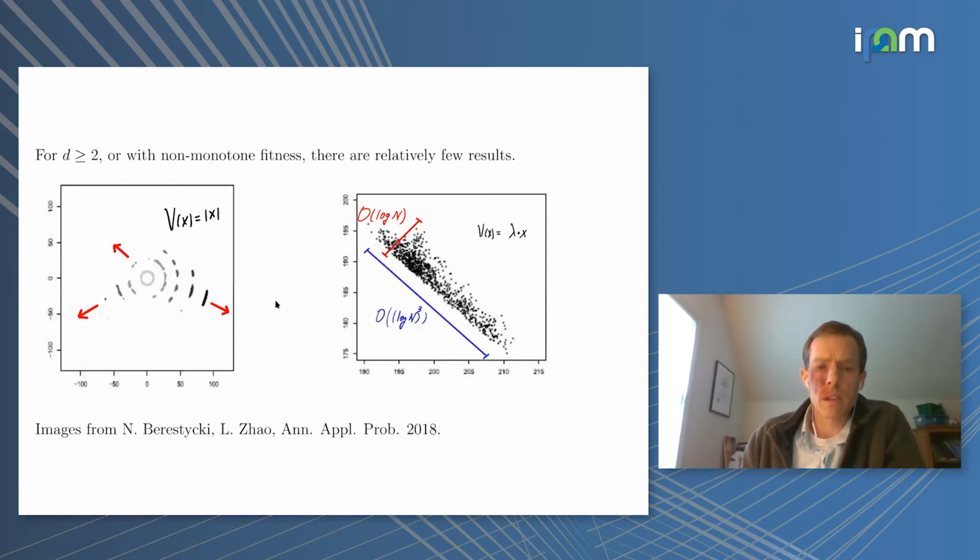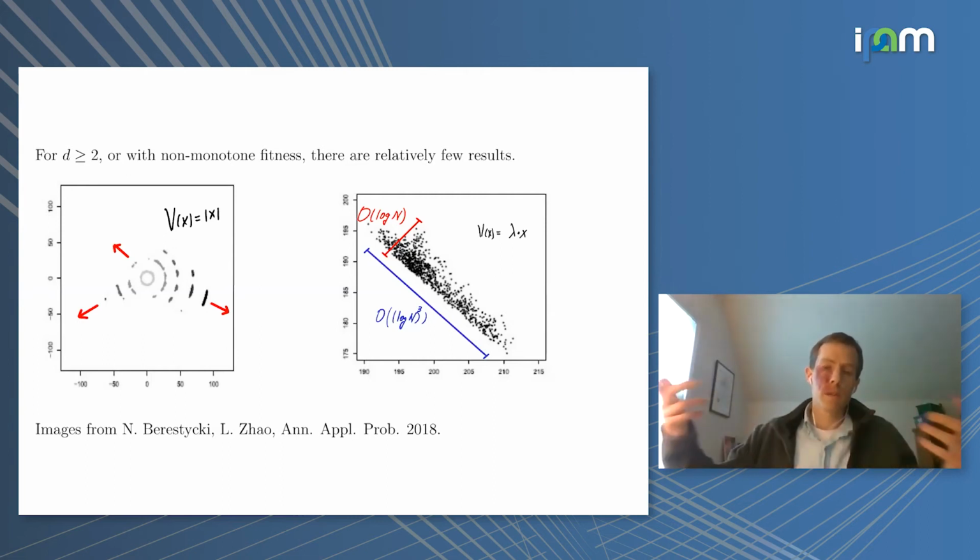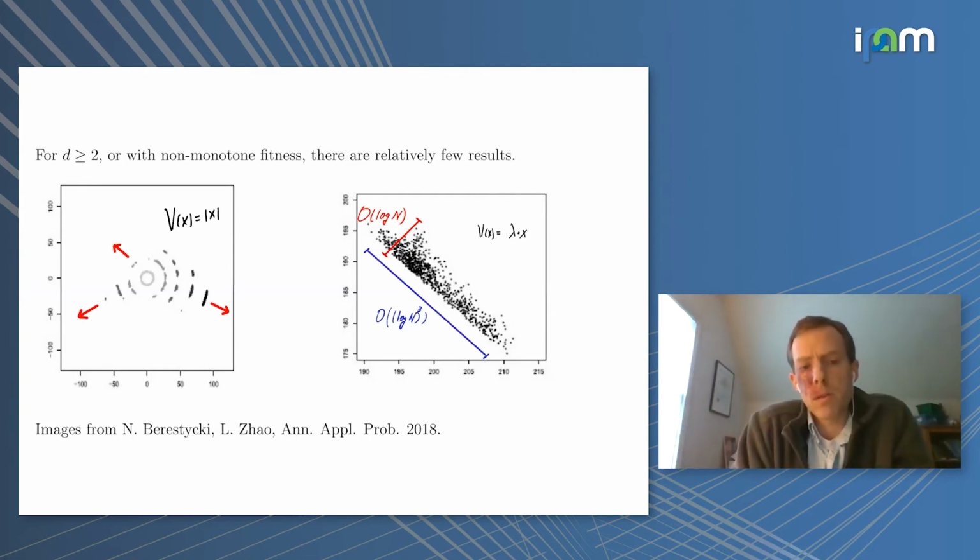What I'm showing you here are 2 plots from their paper. On the left-hand side, they're showing what the particle system looks like at 5 different time points. And this is for a fitness function, which is just the modulus of x, the Euclidean norm of x. So in this case, the fitness increases away from the origin. And so particles tend to move away from the origin toward higher fitness. I think the initial condition here is that all the particles are at the origin.